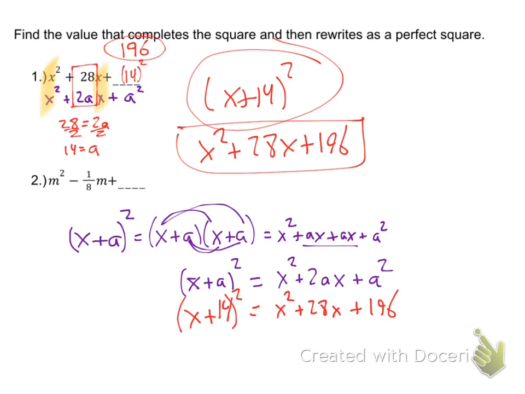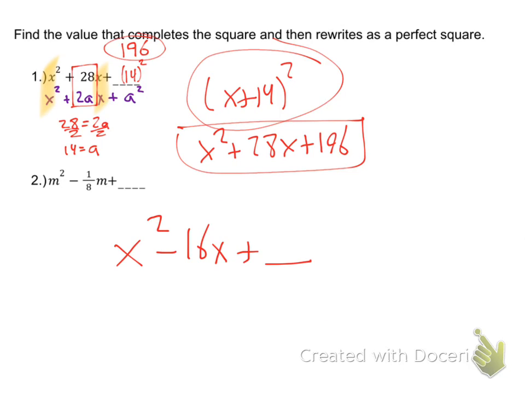That's what I did. Now, before we get into number 2 there, I think we probably should do another one of these with a little bit nicer numbers. Guys? Give me a second. Okay, guys. I got x squared minus 16x plus something. Please complete that square and then write it as a perfect square trinomial. Or, sorry, perfect square binomial. Or a perfect square.